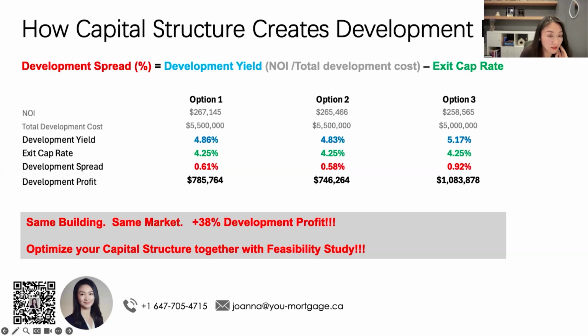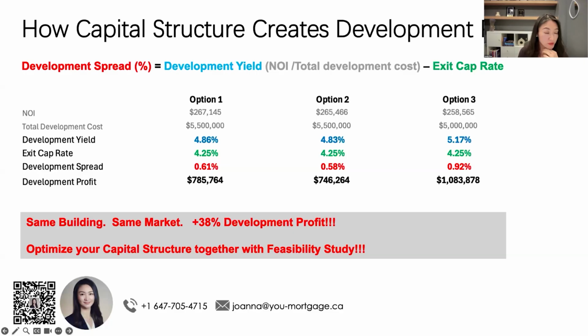From the last slides, we can see option three has the highest development spread. Based on this case, we have the same building in the same market. We didn't change anything about the building, but we get a 38% increase in development profit. I hope our takeaway from this case is that CMHC programs are not simply a loan program or a mortgage product. They are capital strategy tools.